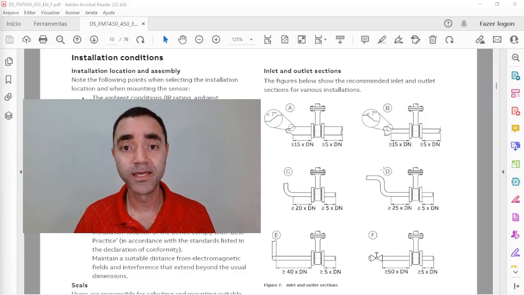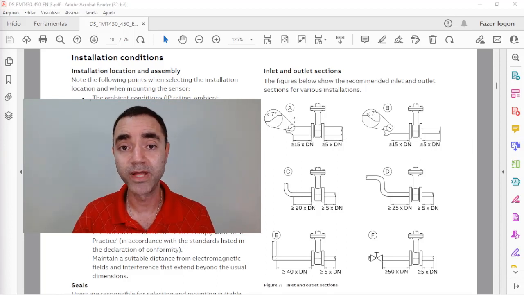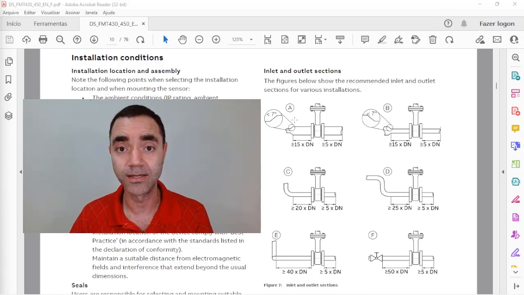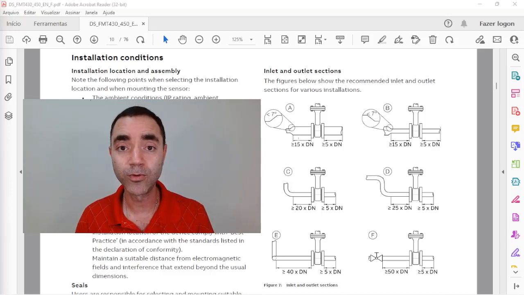For instance, here you can see typical arrangements for the installation of a thermal mass flow meter. This one is from the ABB catalog. You can see that depending on the kind of arrangement of the pipe designed by the piping engineer or piping designer, and the fittings that you add to your pipe instrumentation diagram, the required straight length upstream of the flow meter changes.